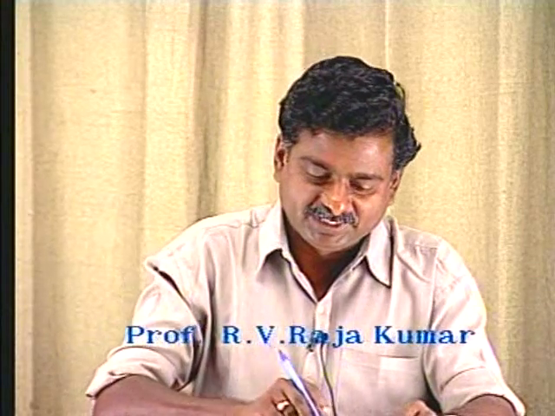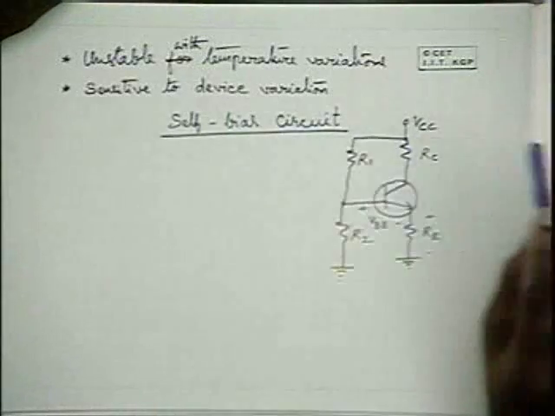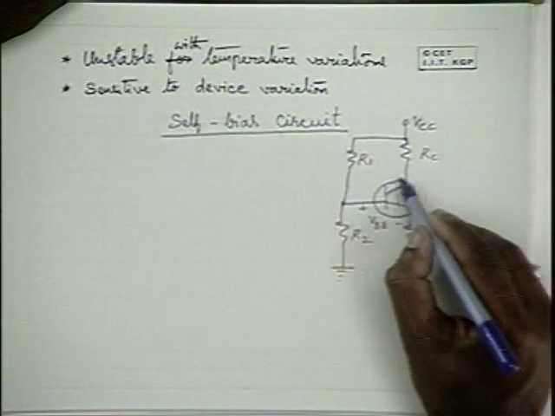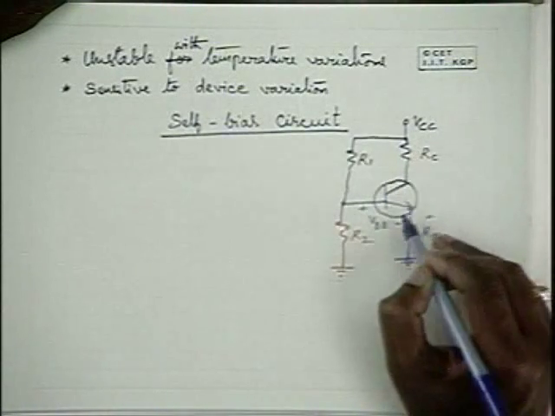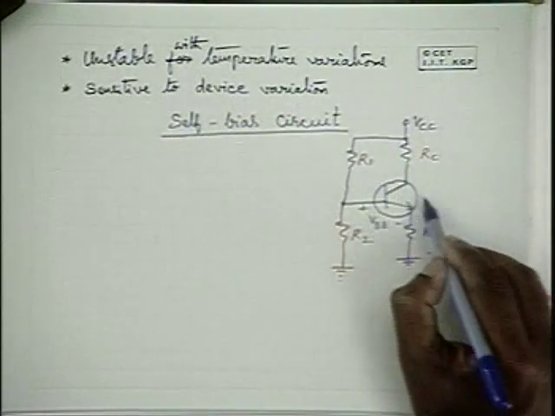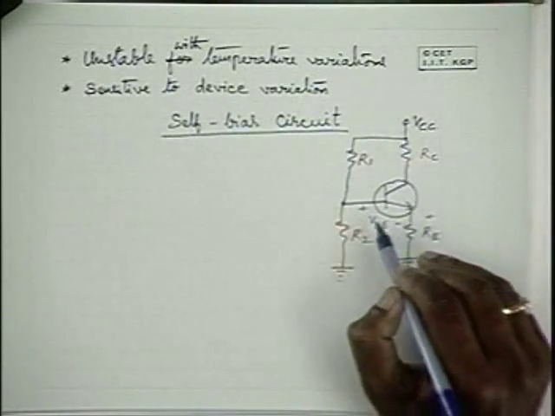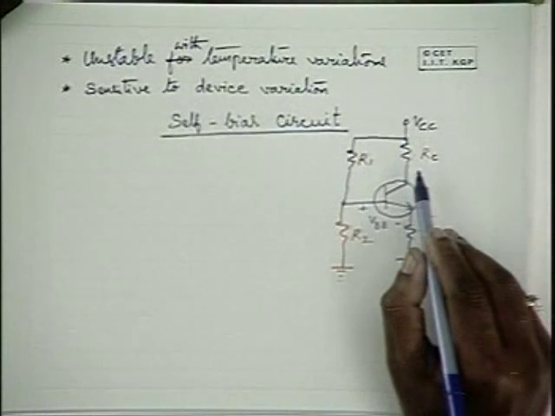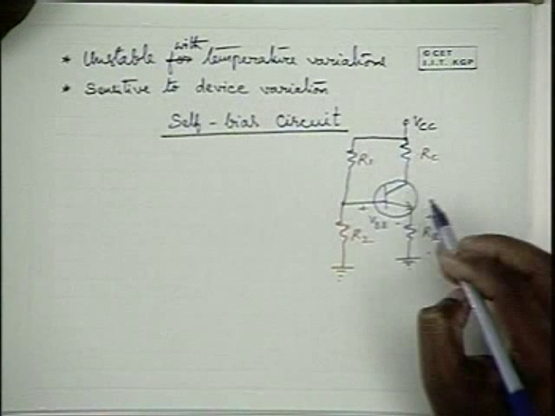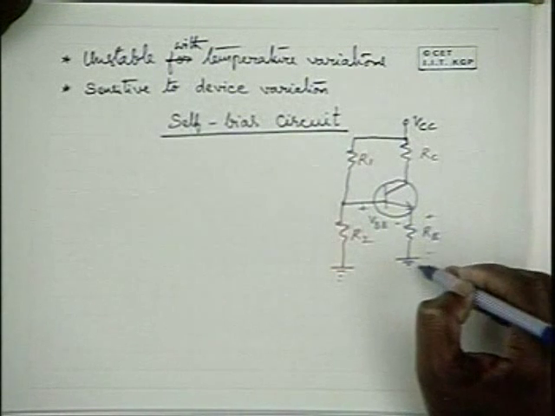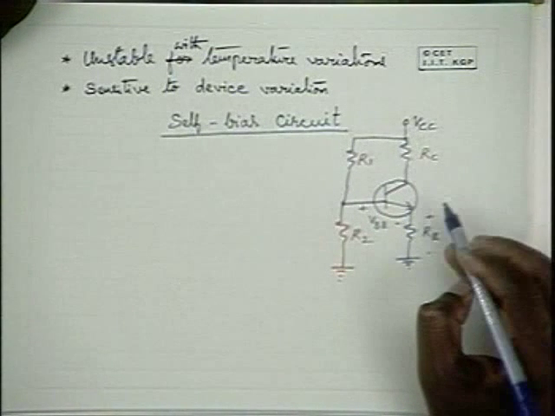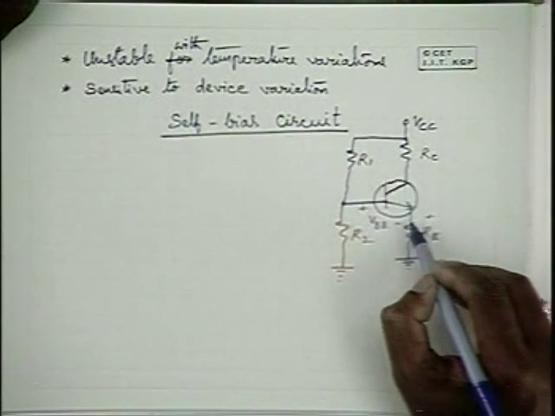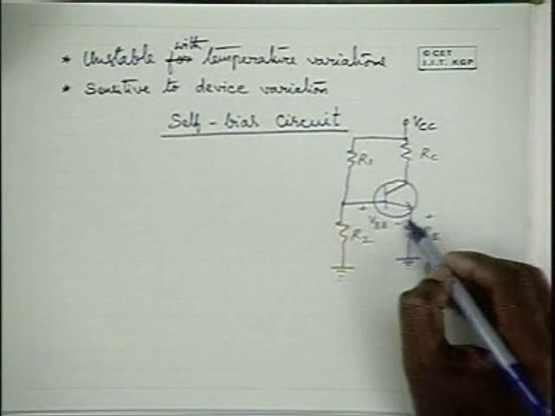And a similar thing happens due to device variations also. When beta is increased, for instance, to 100 from 50, what happens to the collector current? Collector current increases. And when collector current increases, what happens to the voltage drop across the emitter resistance? This one increases. And when this increases, the VBE decreases by a huge amount.